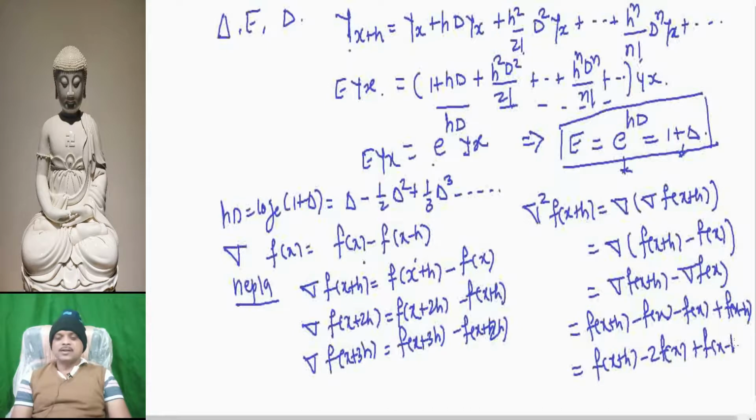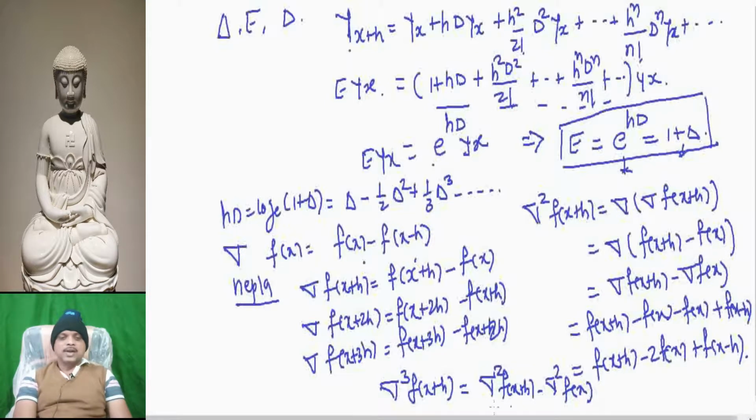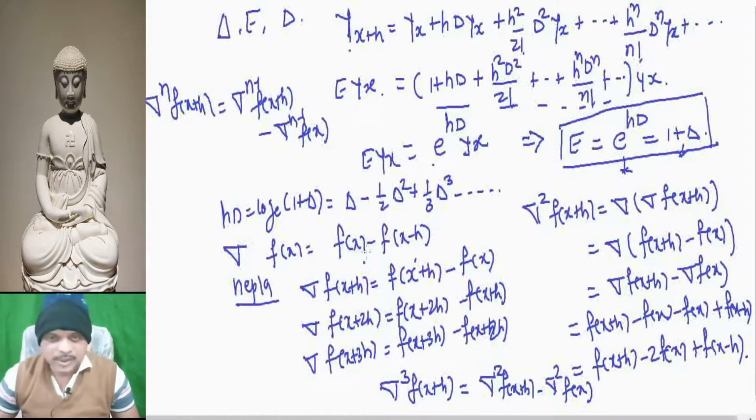So, in this manner we can calculate the other powers of nabla. Nabla cube of f(x plus h) equals nabla square of f(x plus h) minus nabla square of f(x). Or in general, nabla raised to n of f(x plus h) is nothing but nabla raised to n minus 1 of f(x plus h) minus nabla raised to n minus 1 of f(x). So, this is our backward difference operator.